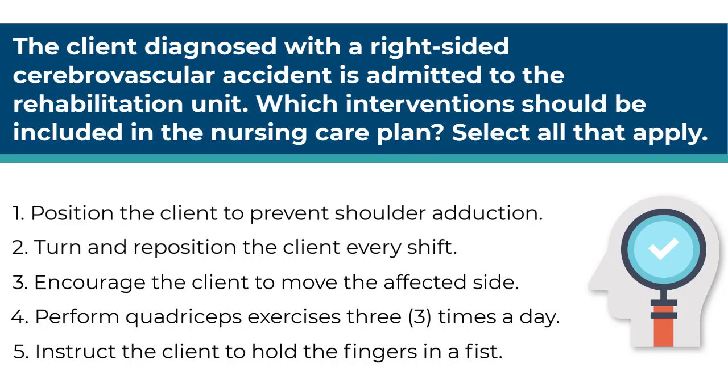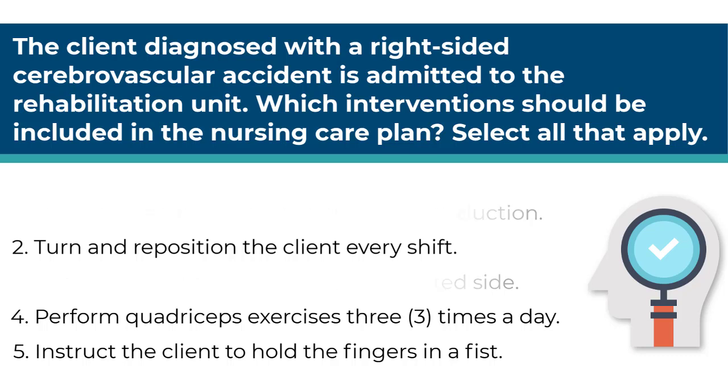Number 1. Position the client to prevent shoulder adduction. Number 2. Turn and reposition the client every shift. Number 3. Encourage the client to move the affected side. Number 4. Perform quadriceps exercises 3 times a day. Number 5. Instruct the client to hold the fingers in a fist.